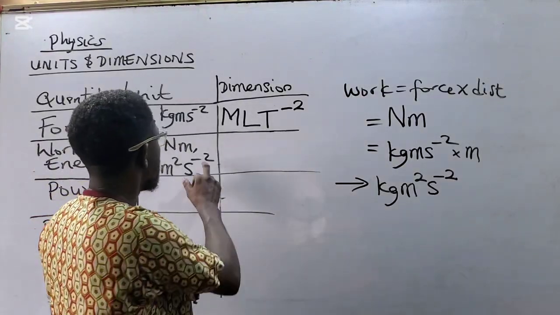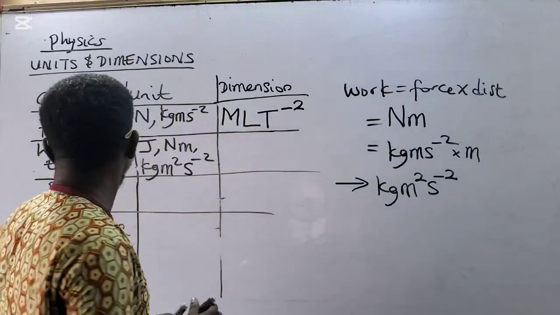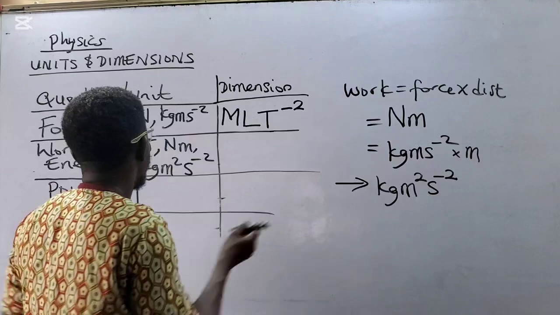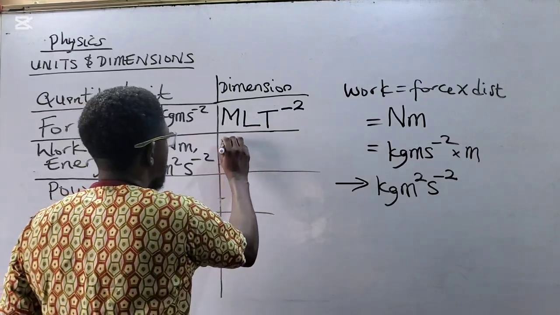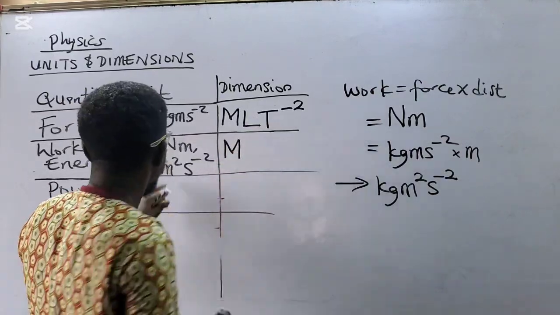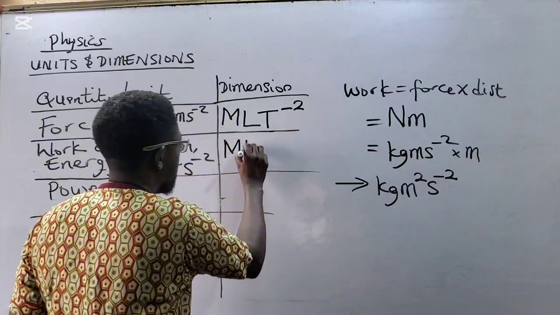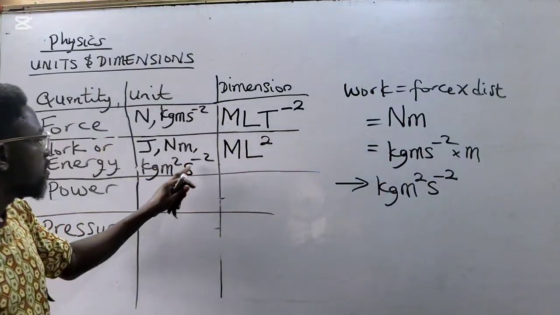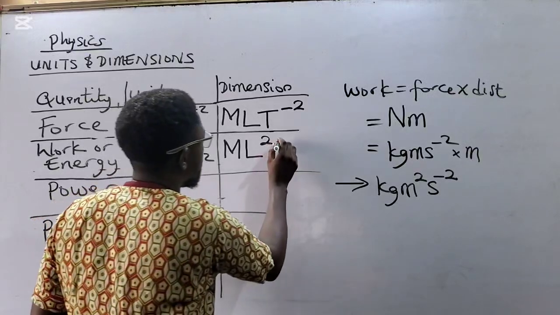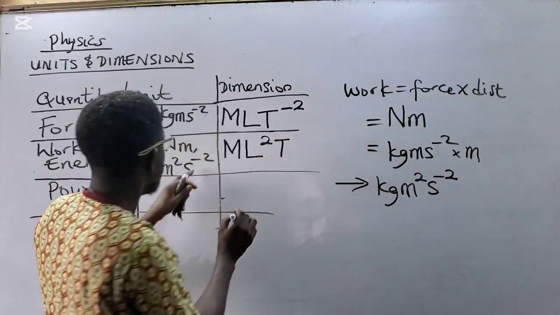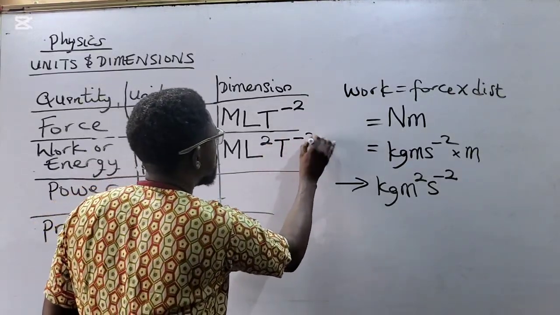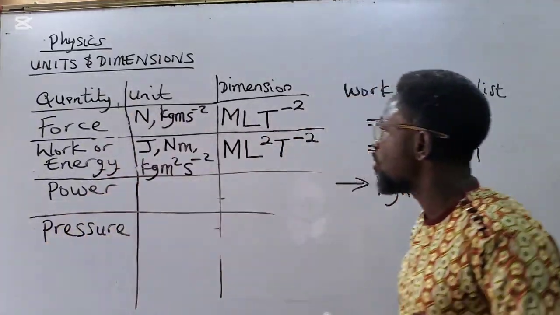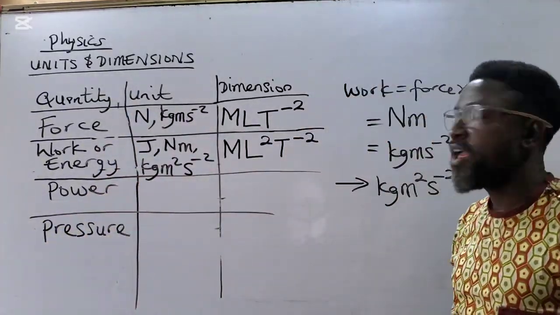So from here, we can get the dimension of work or energy. Kilogram speaks of M as mass. Meter speaks of length, L, to power 2. Second speaks of time, T to power minus 2. And that becomes the dimension of work or energy.